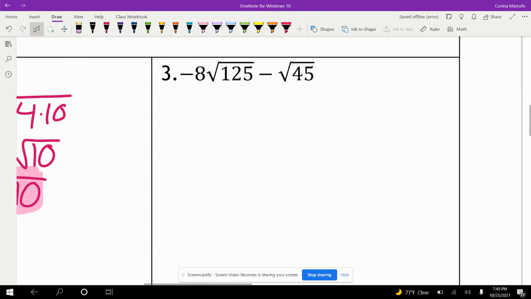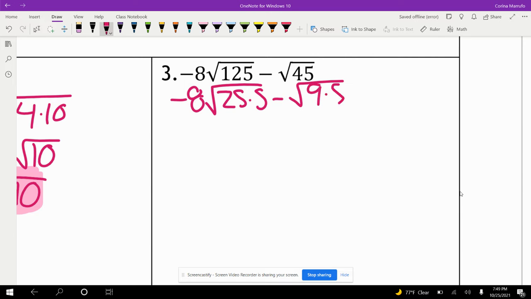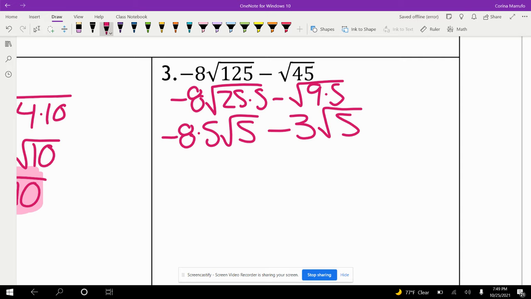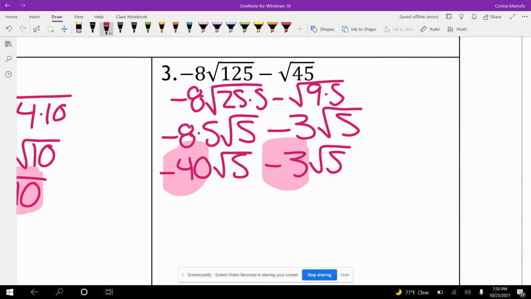That's it. The next one, the square root of 125. That's the same thing as 25 times 5, minus 9 times the square root of 45, which is the same thing as 9 times 5. We can take the square root of 25, that gives me 5, and this 5 stays trapped in there. Minus the square root of 9 is 3, and this 5 stays trapped in there. So 8 times 5 gives me negative 40 and the square root of 5, minus 3 and the square root of 5. Then we just look at the coefficients and combine them. Negative 40 minus 3 gives us negative 43 and the square root of 5.